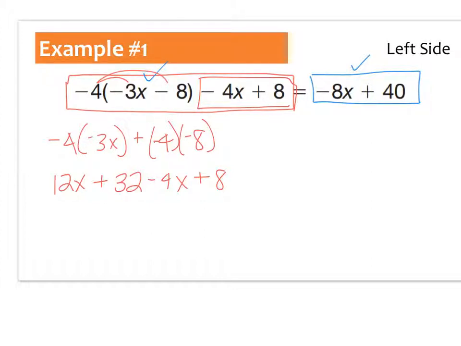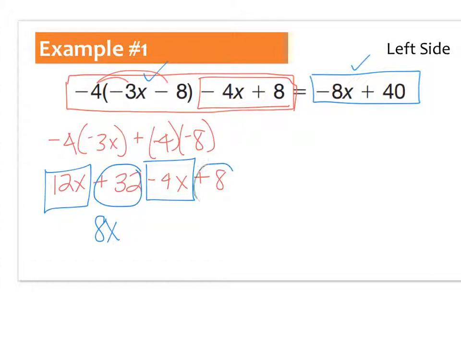So now let's look, which terms here can be combined? Well, I have 12x and negative 4x, so 12 minus 4 is going to give me 8x. And then I have a positive 32, I'm putting a circle around it, and a positive 8. 32 plus 8 will give me 40. So now let's go ahead and bring down this other side: negative 8x plus 40.